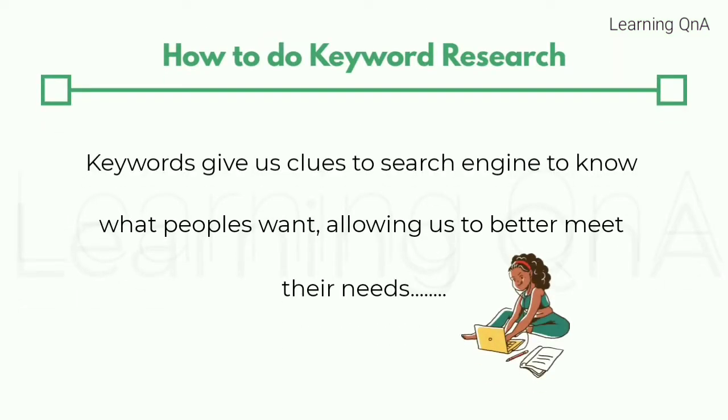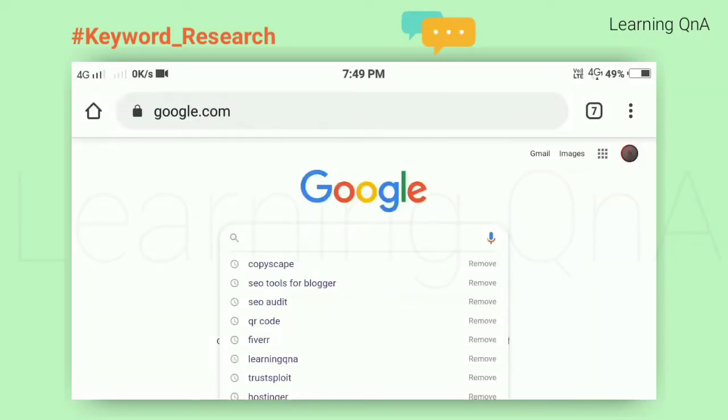First, we find the keywords that are related to our gig, because keywords give a clue to the search engine about what people want and allow us to better meet their needs. How to find the best keyword for your gig? Example, now I provide an HTML5 banner ad design gig. Now I open my browser window, go to google.com and type the title of the gig you provide. Because Google is the number one search engine in the world. If we type anything, it shows some related words.